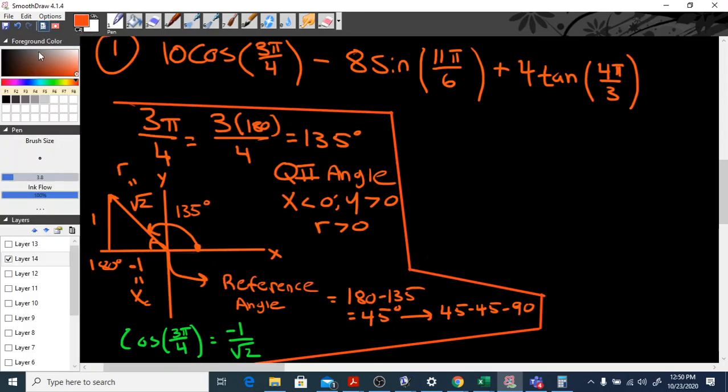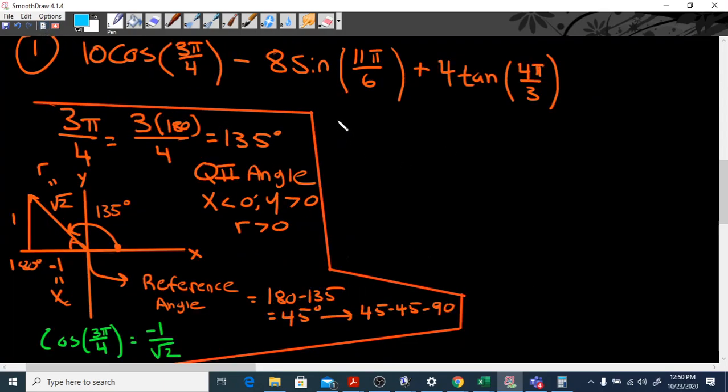Okay. So now, 11 pi over 6. Well, that's 11 times 180 over 6. And make this easy for yourself. 180 divided by 6. Well, that's 30. So we get 11 times 30. 30 times 10 is 300. Add 30 more, we get 330 degrees.